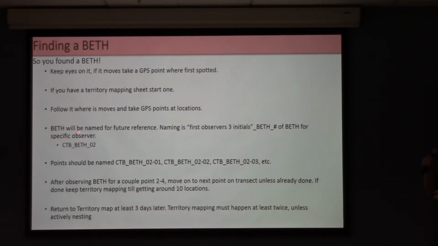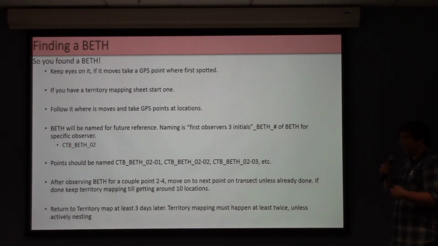We name all the Bendire's so we can keep them separated when we're referencing them in the future. For how we named them last year and how we're going to do it this year, we use the first three initials of our name. We put underscore or dash, it doesn't matter. Some GPSs don't like underscores, so dashes are fine. Then BETH, and then dash and the number of the Bendire's for the specific observer. So that sounds kind of confusing, but it's pretty easy. For me, my initials are CTB.